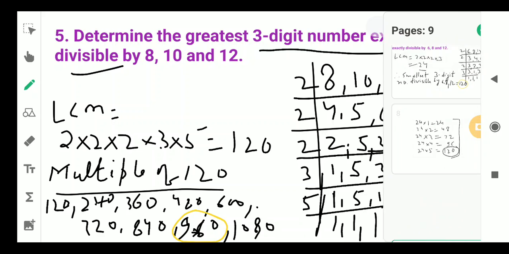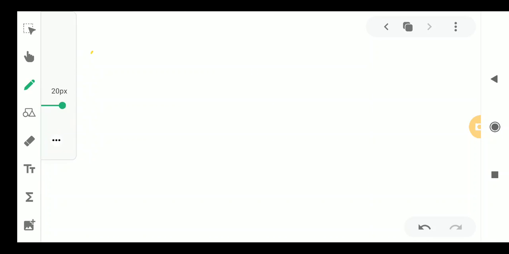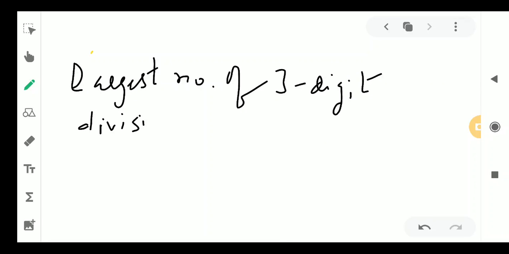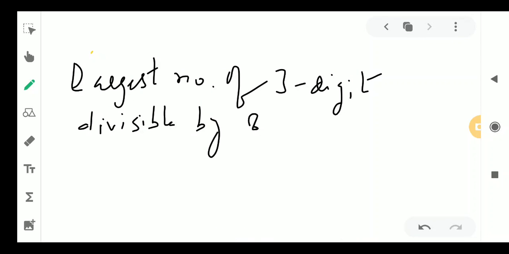So we will write that the largest 3-digit number divisible by 8, 10 and 12 is 960. So this way we can take the help of HCF and LCM in solving our word problems. Thank you.